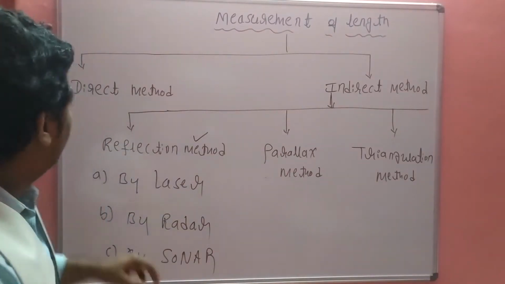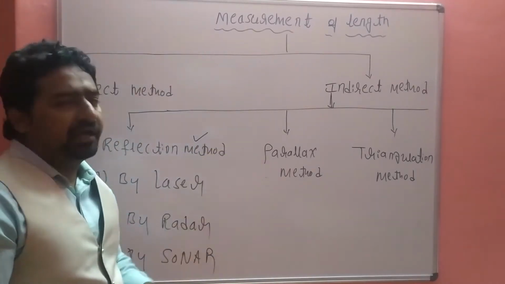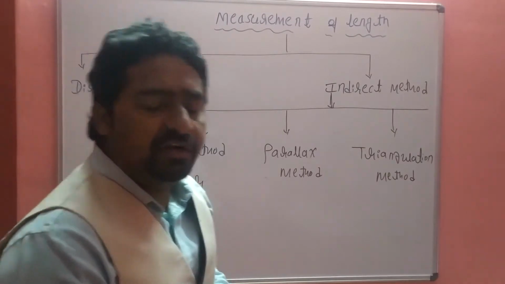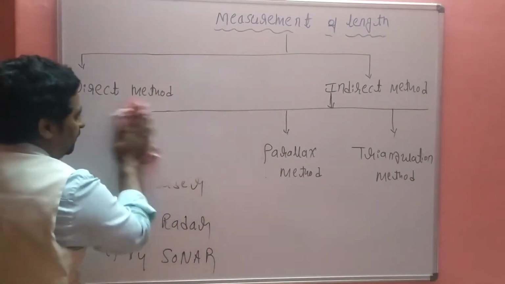Okay, so we will discuss one by one. The first one is the reflection method. Second one is parallax method. The third one is triangulation method. So let's start with the first one, the reflection method.